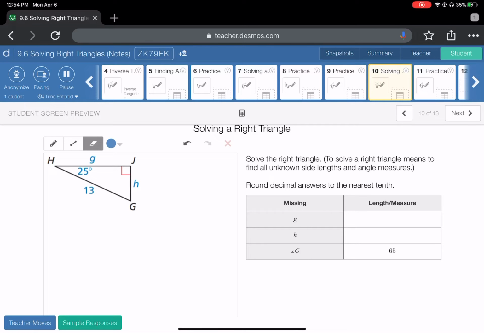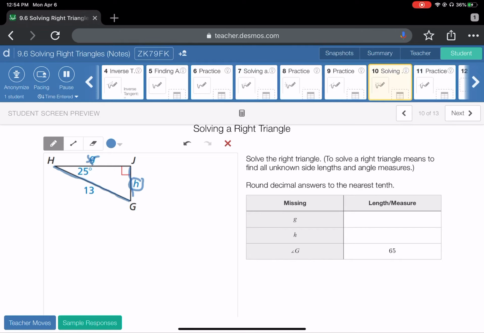So I'm going to go ahead and find the value of H first. I'm going to take a look. I don't want to use this side right here because it has a variable. I want something that has numbers in it. So let's say I'm going to use this side here, that gives me two sides that I can use to set up a trigonometric ratio.